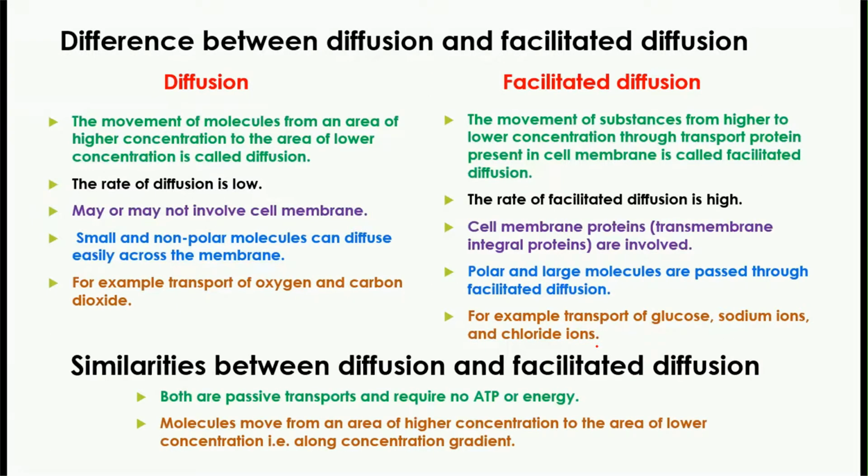There are some similarities between diffusion and facilitated diffusion. They both are passive transport. Passive transport does not require any ATP or energy, so both processes do not require any kind of energy. And the molecules move from an area of higher concentration to an area of lower concentration, that is, along the concentration gradient. So in both cases the molecules are moving along the concentration gradient.